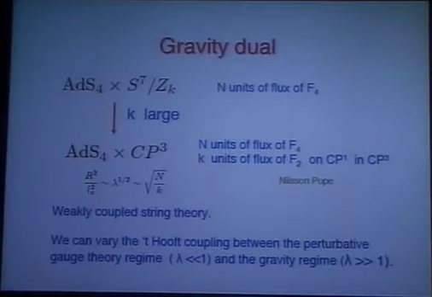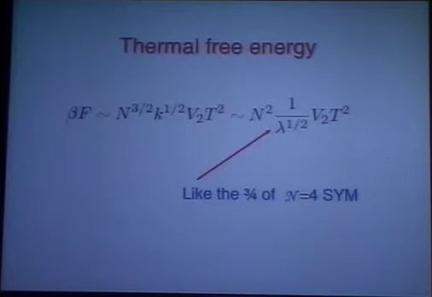Now we can vary the 't Hooft coupling between the perturbative gauge theory regime and the gravity regime. So we can vary it continuously, and we expect that in the 't Hooft coupling, many quantities should have a continuous interpolation between the free field theory result and the gravity regime. Now, using the gravity dual, we can compute the thermal free energy at high temperature, at any temperature, since it's a conformal theory, but we can compute the free energy for high couplings, for high values of lambda, and what we find is the famous 3/2.